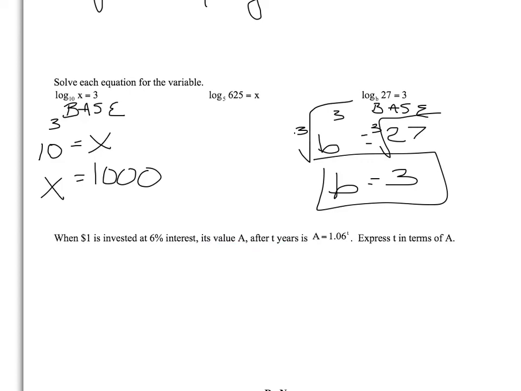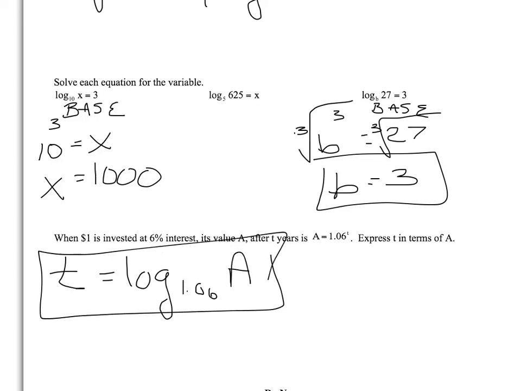Well, the way you make this a t equals, notice the exponent is what you're trying to make equal. You're going to have to use a logarithm. So it's going to be t equals log, the base is the same, 1.06, of A. And that at this point is t equals.